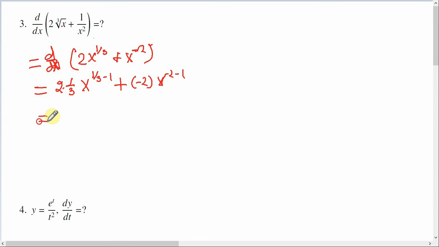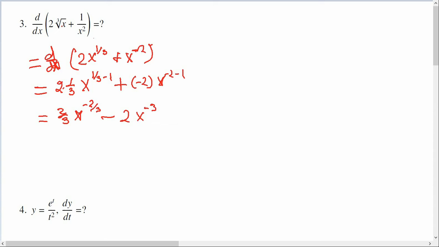So simplifying each of these, I'm going to have 2/3 x to the 1/3 minus 1. Well, that's 1/3 minus 3/3, so that's going to be x to the minus 2/3. And then over here we have minus 2x, and again, it's minus 2x to the minus 3.